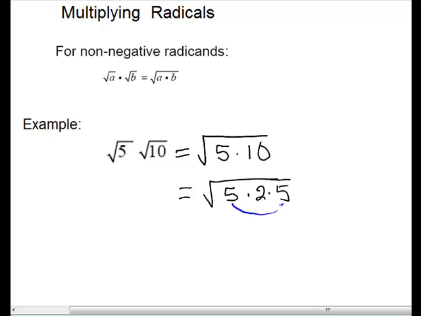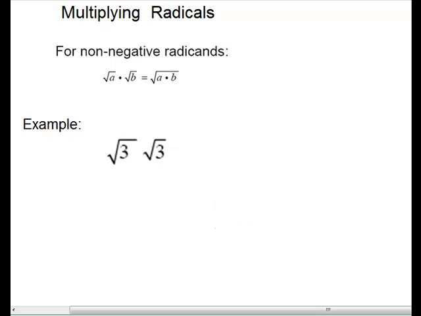So that is a square. We can take 1 copy to the outside of the radical for that group. So we're taking the square root of 25, which will be a 5. And the 2 is going to be left underneath the radical. So 5 times the square root of 2.